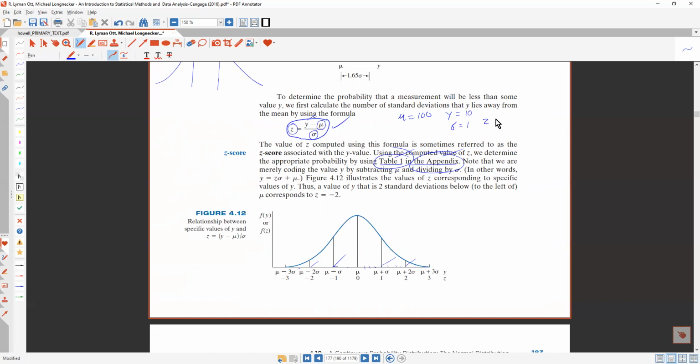Well, the z-score here is 10 minus 100. Oop, I want to make this 110. Let's make this 110 and this equal to 100. So you are 110 minus 100 all over the standard deviation of 1. Well, that's 10 over 1 is equal to 10. This particular z-score for this observation of 110 is equal to 10. That's what z comes out to be.